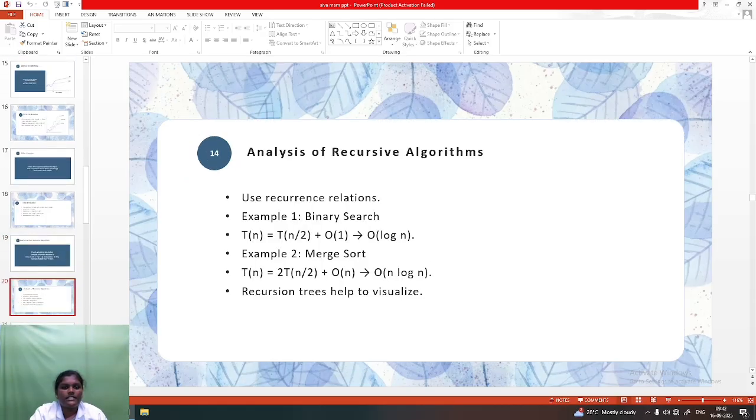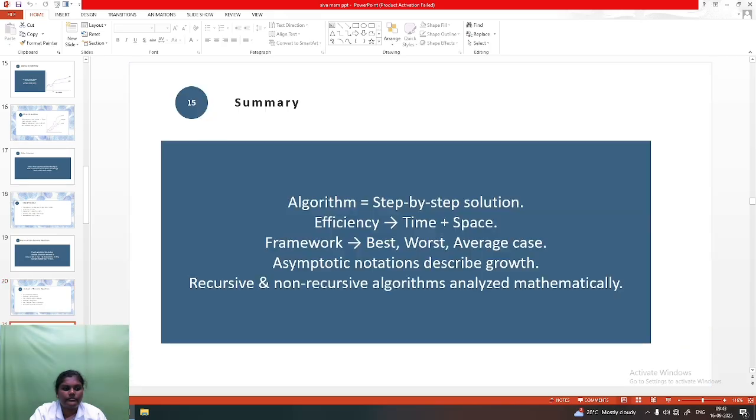Next one. Analysis of recursive algorithms uses recurrence relations. Example one, binary search: T(n) equals T(n/2) plus O(1), which is O(log n). Example 2, merge sort: T(n) equals 2T(n/2) plus O(n), which is O(n log n). Recursion trees help with visualization.